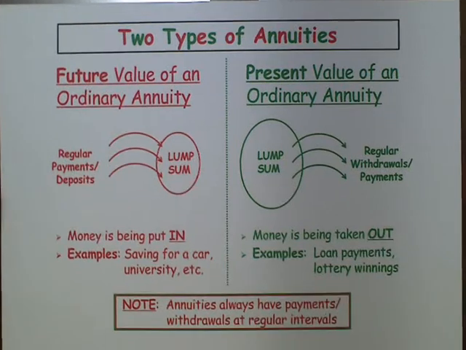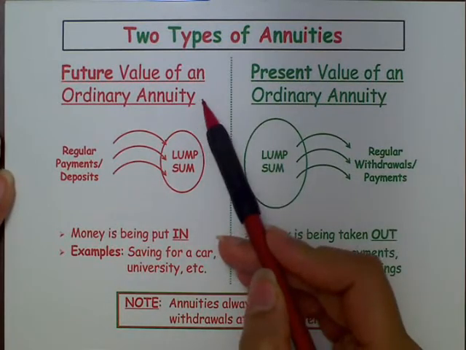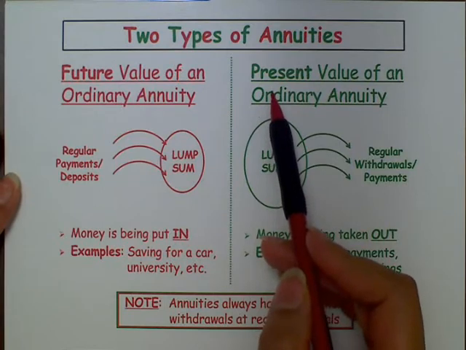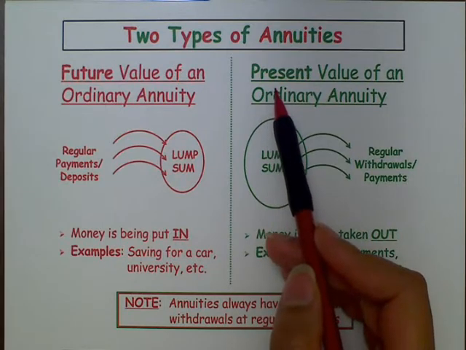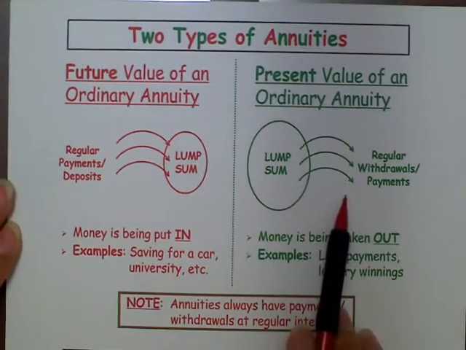There are two types of annuities. One type is called the future value of an ordinary annuity, and the other is called the present value of an ordinary annuity. What's the difference between them and what's the same? The commonality is that they're both annuities. Because they are both annuities, equal payments or withdrawals are being made at regular intervals. So what's the actual difference between them?